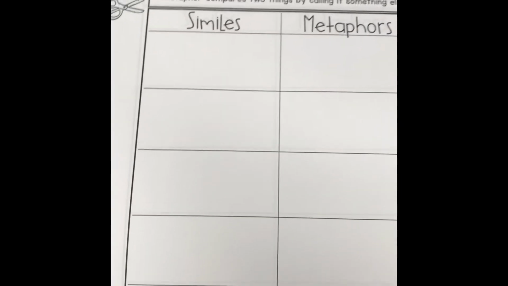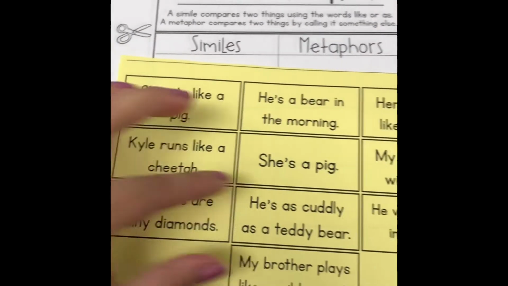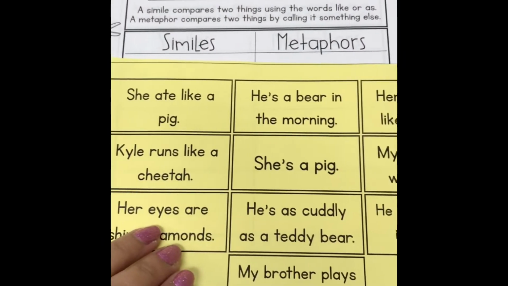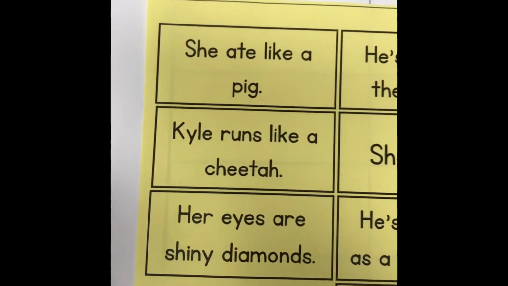One's yellow and one's white. This is the similes and metaphor. This whole entire thing is going to get cut out and it is going to be glued into your ELA journal. And then these are individual boxes. These will get cut out entirely. So what you're going to do is you are going to have to read each sentence carefully. So we'll do an example together.